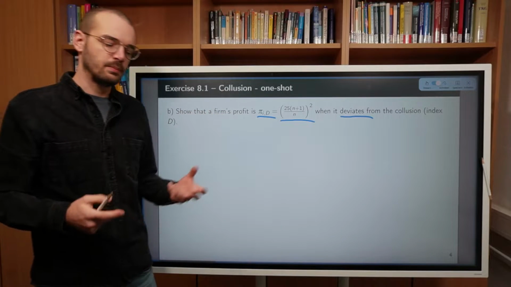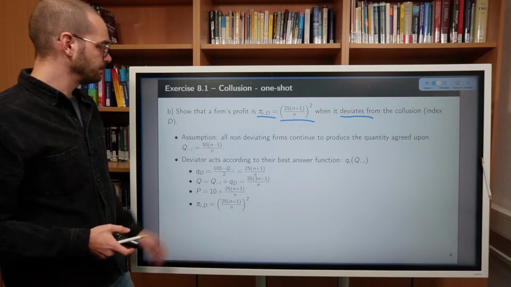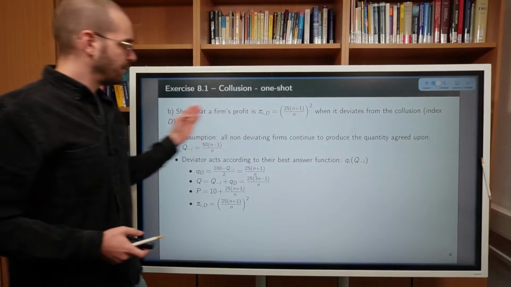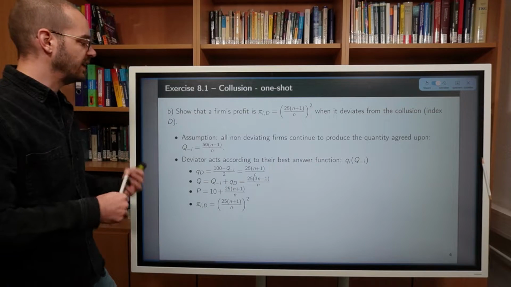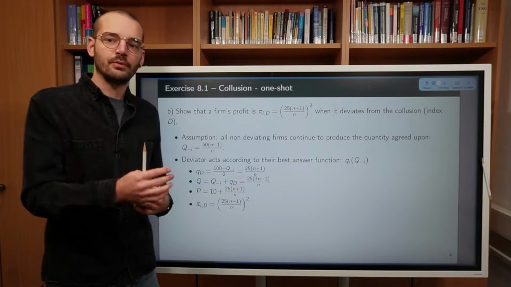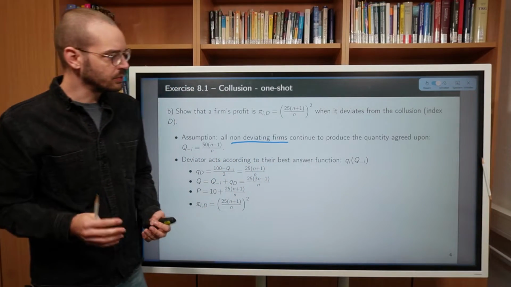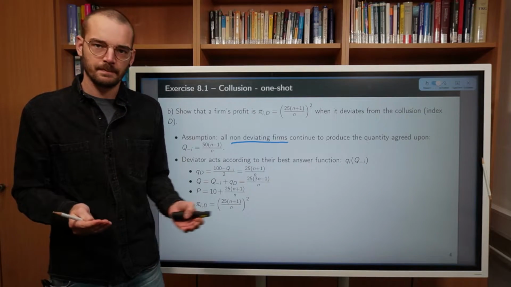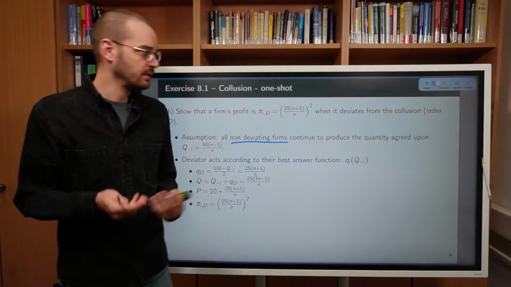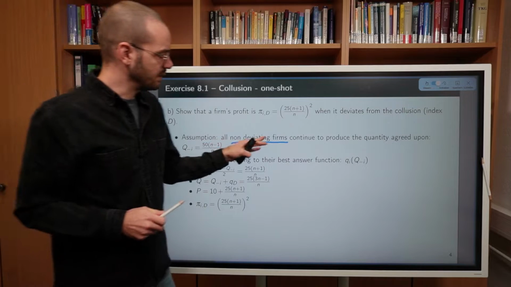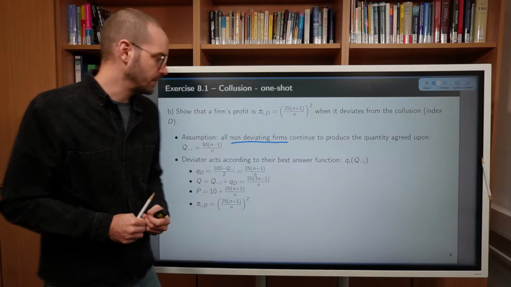All right, how can we do this? How can we show what the profits of the individual firm are if they deviate? Well, first, of course, we need to understand what happens in the market if a single firm deviates. What we are going to assume moving forward from here is that all non-deviating firms continue to produce the quantity they agreed upon. And of course, the quantity they agreed upon is the monopolist's quantity.